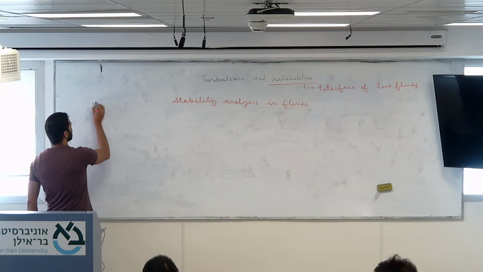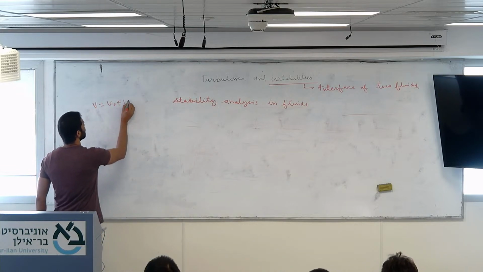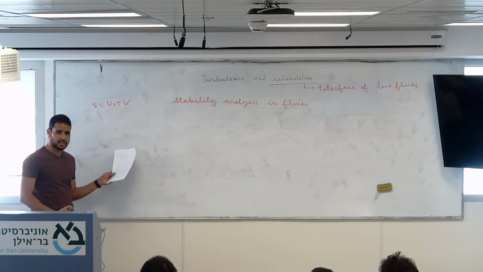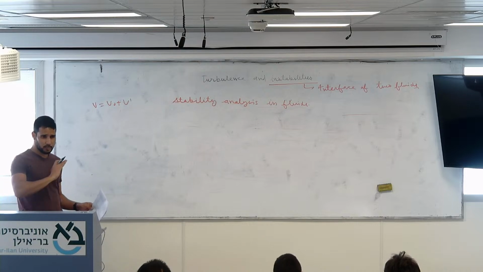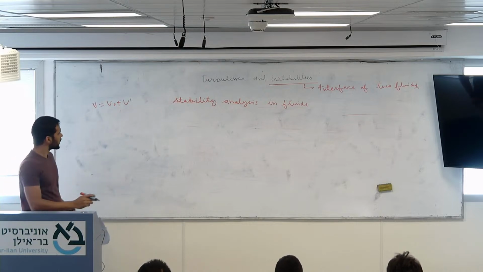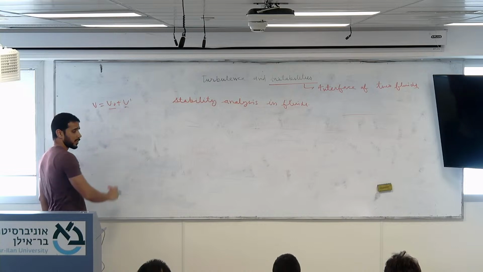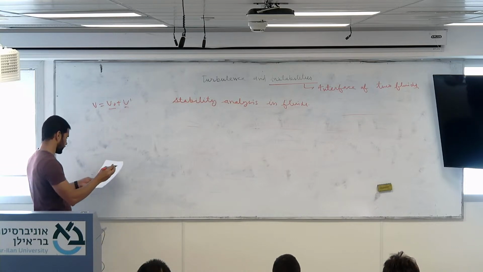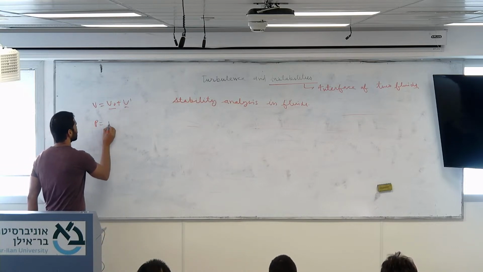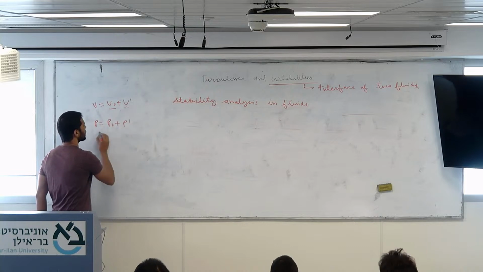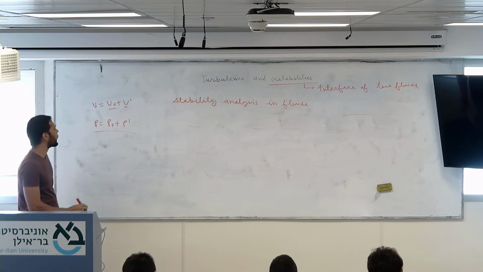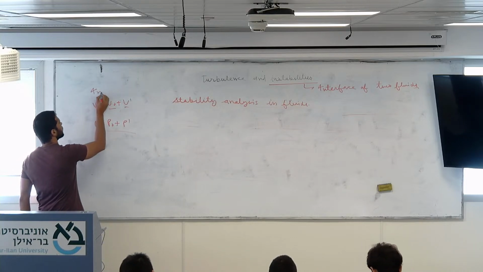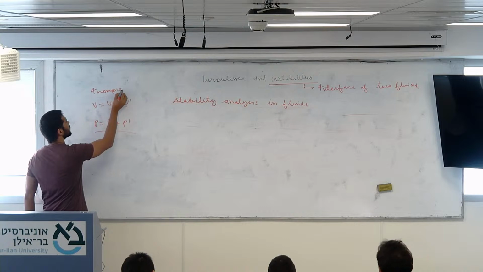We do the same thing, but this time the conditions are different. Previously we assumed the fluid is not moving at all. Now the fluid is moving with speed v0, and then you add a perturbation v prime. Assume the fluid is incompressible.